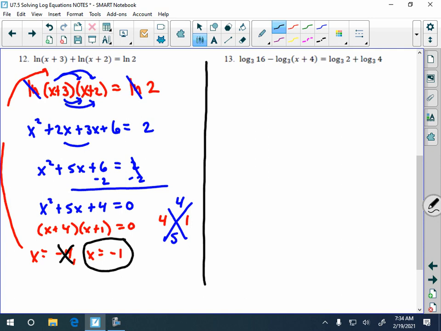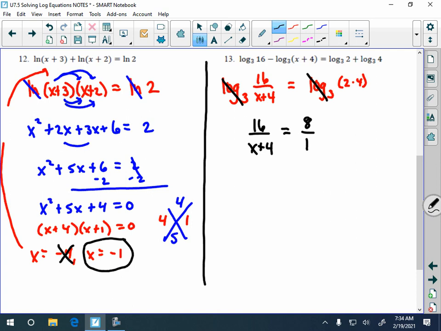All right, and last one, number 13. 2 logs on the left side and 2 logs on the right. So I'm going to condense the left side, and then I'm going to condense the right side. So left side, there's a subtraction, so that condenses to a fraction. Right side condenses with addition, so that turns to a multiplication. 2 times 4. I have one log on each side, so I can go ahead and cancel those out. I'm going to clean this up a little bit. 2 times 4 is 8.